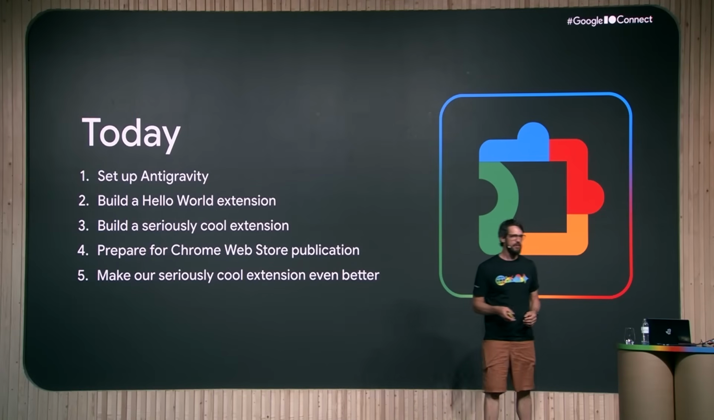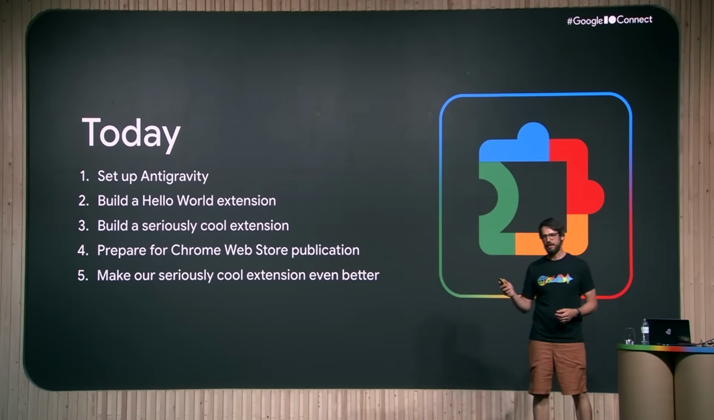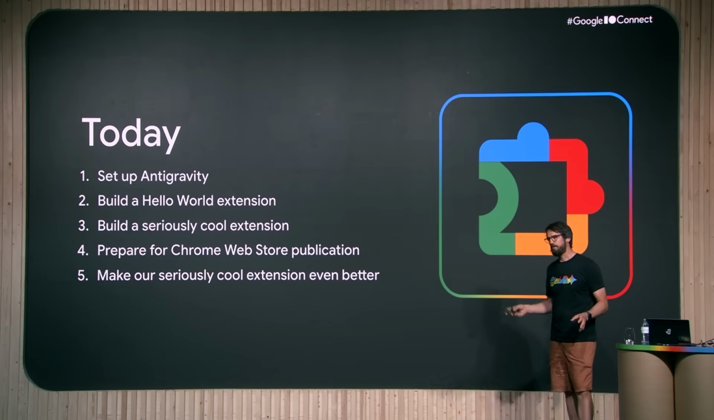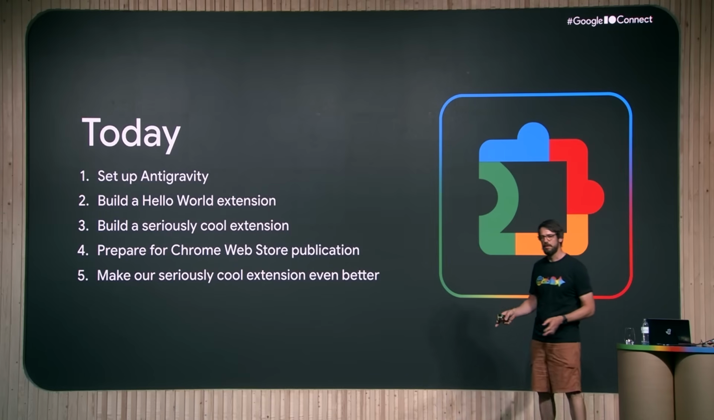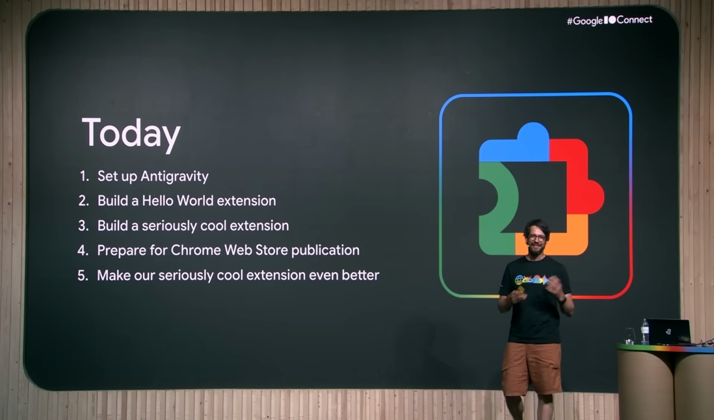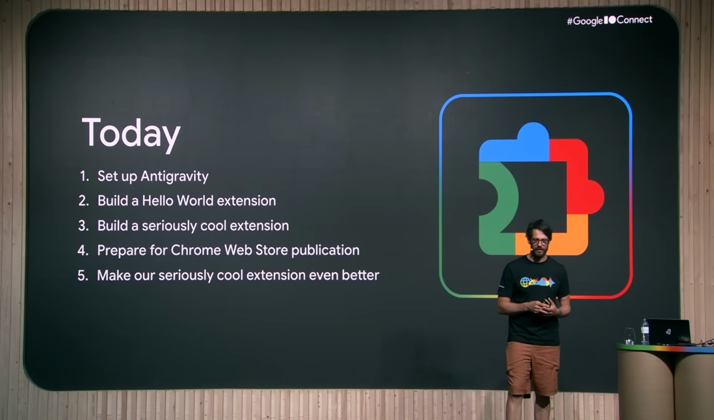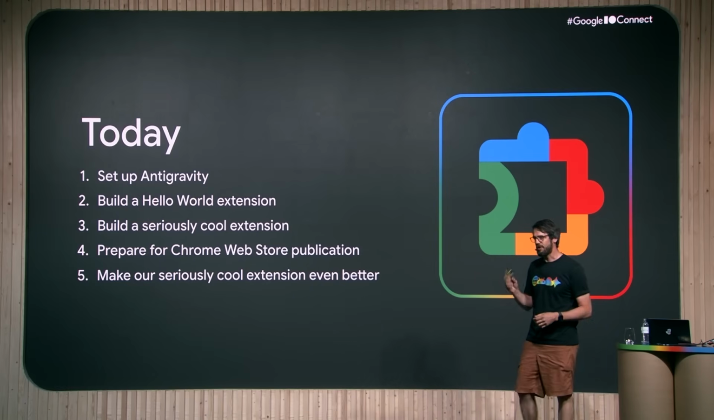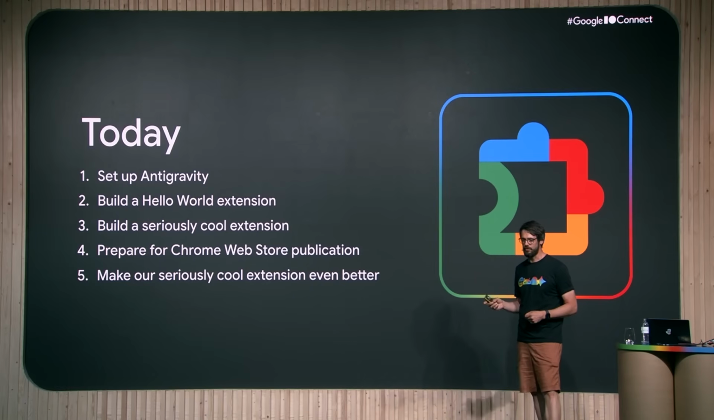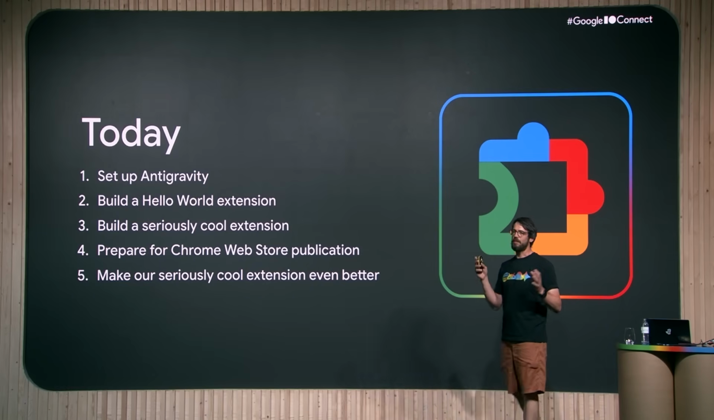So, we're going to be doing several things. The first one is we're going to be setting up Antigravity. Then we're going to be building a very simple Hello World extension that's going to be really boring, but it's a great way to verify that everything is working. But then we're going to be building a seriously cool extension that's going to be really useful, and then we're going to be preparing it for publishing on the Chrome Web Store. And finally, if we have time, we can make our cool extension even better.